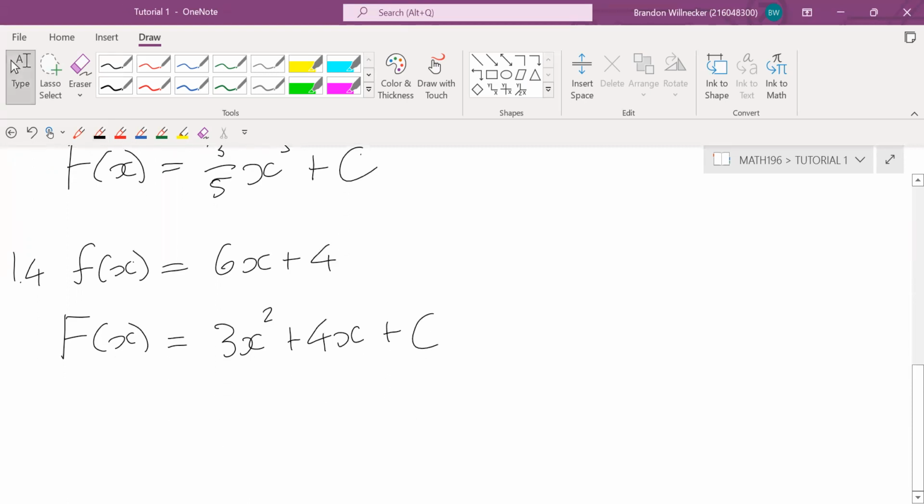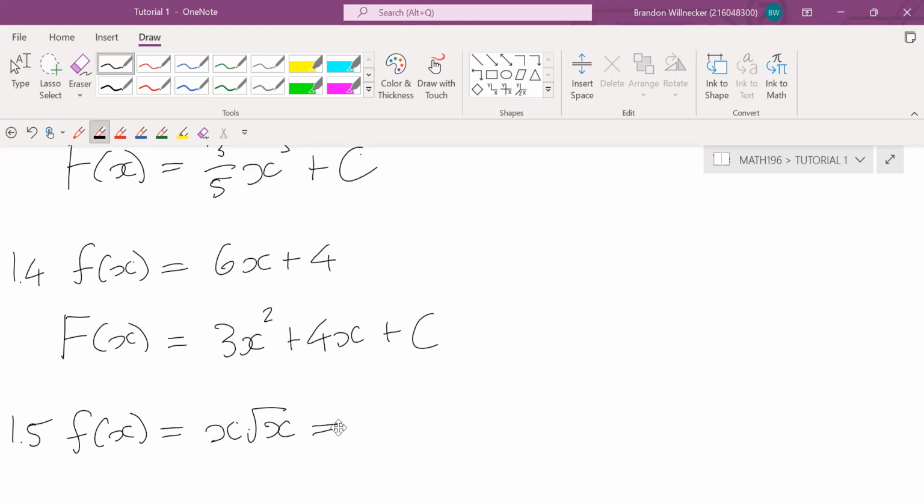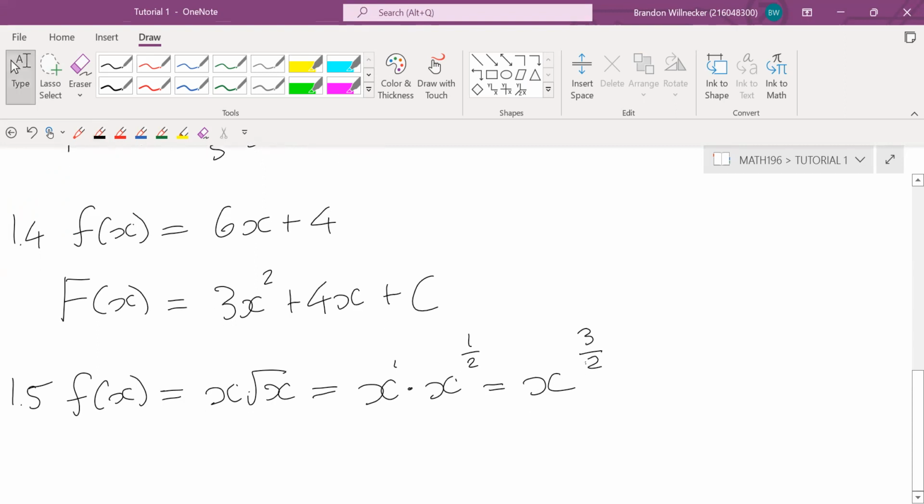Okay, what about 1.5? Here we have f of x is equal to x root x. Okay, but this is not written in terms of a power, so we can't use that rule as is. But what we can do is write this as x to the 1 times x to the half. So we end up with x to the 3 over 2. Okay, now we've got a power that we can work with.